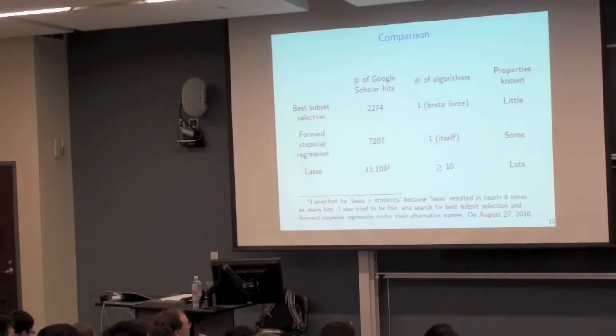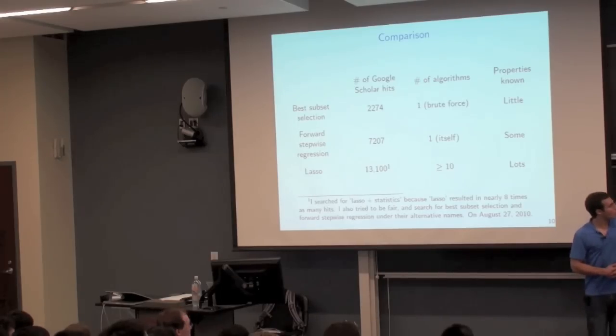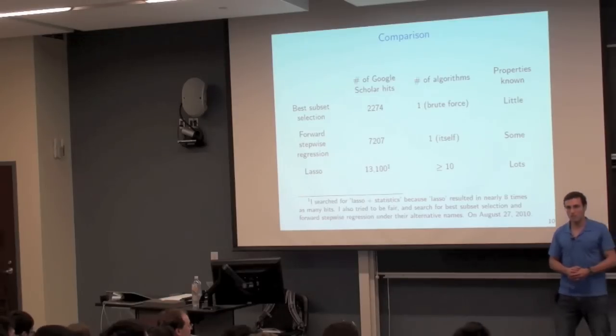There just are tons of algorithms for that. And lastly, what about the properties of these problems? Like I said, very little is known about best subset selection. Some things are known about forward stepwise regression, but people are kind of struggling in some sense. I don't want to get in trouble because I don't know this literature quite as well, but I get the impression that it's a lot harder to make progress there. And for the Lasso, there's just tons of things to know about.